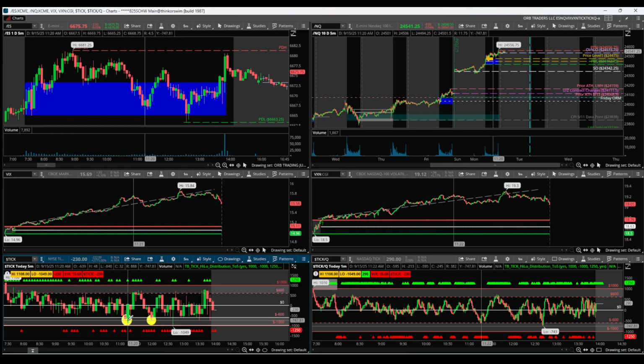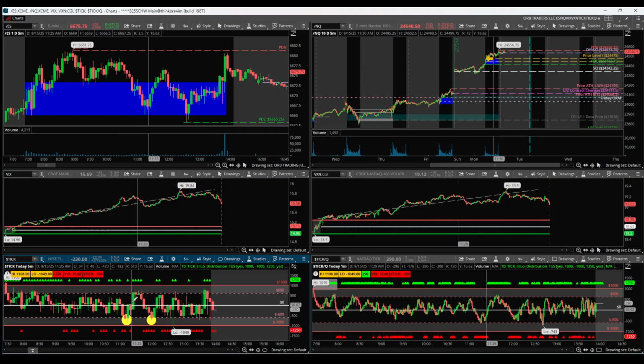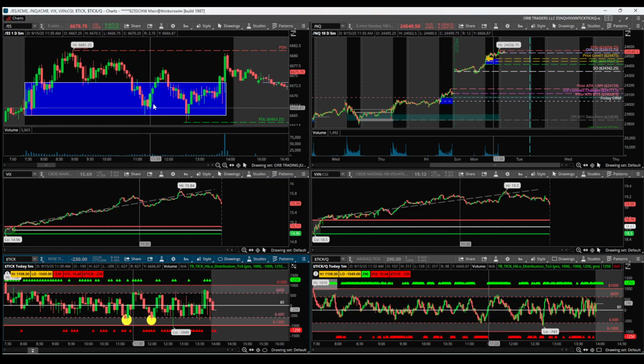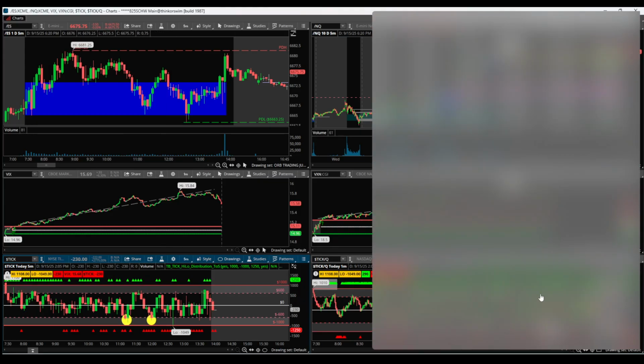So we're hitting extremes, and it's natural to come back to the zero line, and you're at the bottom of the opening range low. Well, that next tick started to print back up and hit towards the zero line again, and we broke above the opening range on the ES again.